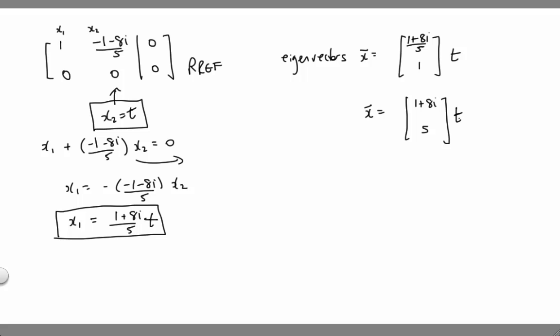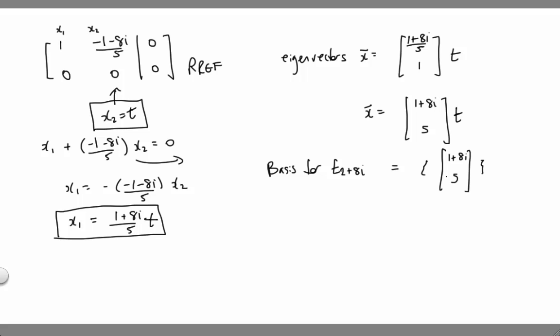So when we write down a basis for our eigenspace, this is the eigenspace associated with 2 plus 8i, so let's write it like that. Then you're just grabbing your vector that's being multiplied by the parameters, so the 1 plus 8i and the 5. If you had 2 parameters in there, you'd have 2 basis vectors. So that's how we go about finding an eigenspace for a complex eigenvalue.